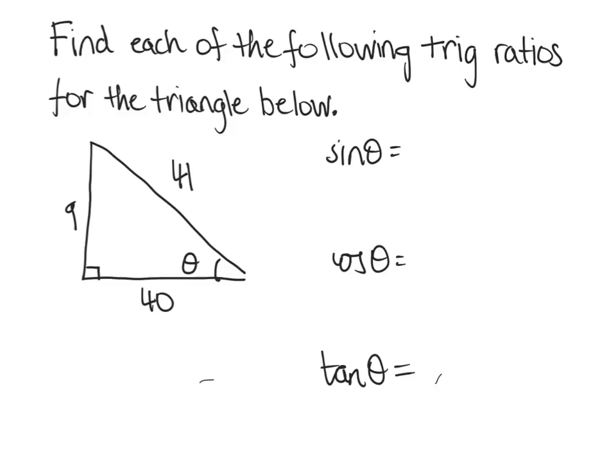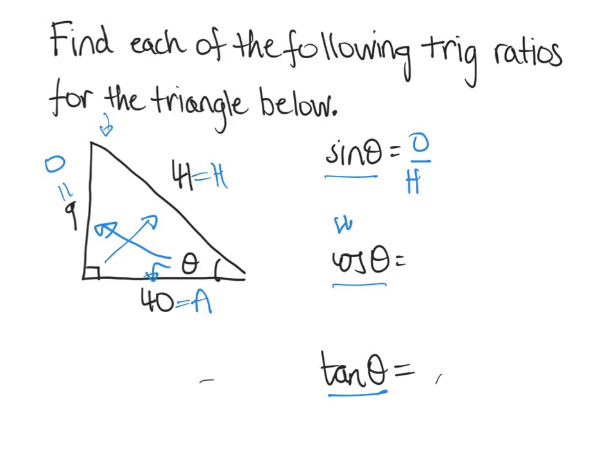Okay, well here we have another problem. What we want to do is for each of the following, sine theta, cos theta and tan theta, to figure out the trigonometric ratios given this triangle here. From our reference angle here, this is the opposite side. Right next to our reference angle is the adjacent side, and straight across from our right angle is the hypotenuse. Now we know sine of theta is equal to the opposite divided by the hypotenuse. The opposite side is 9 and the hypotenuse is 41, so sine of theta is 9 divided by 41.